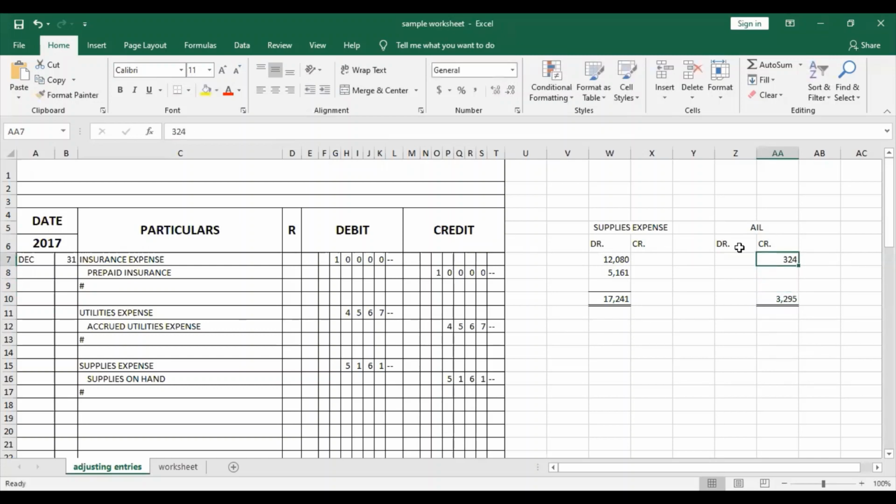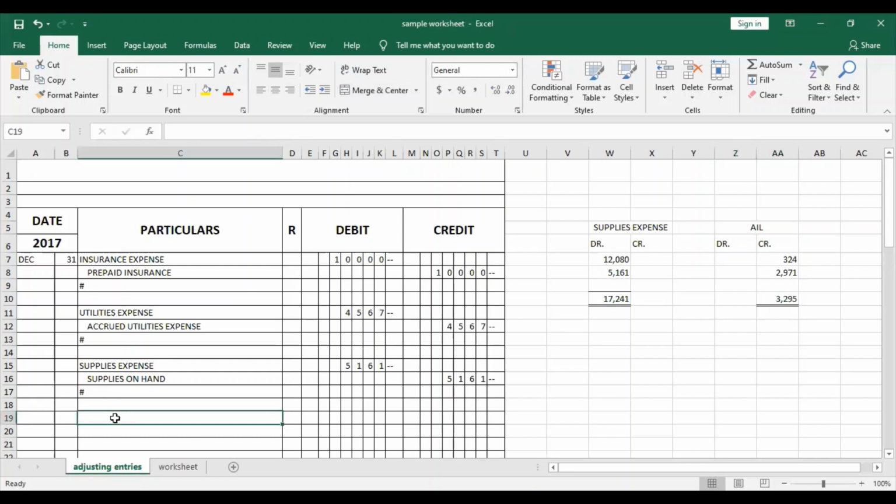Meaning, 324 is understated. Again, kulang. So, kapag kulang, kailangan natin dagdagan. Ilan ang kailangan natin idagdag para siya ay maging 3,295? Kailangan natin ng 2,971. Credit side again kasi allowance for impairment loss is a contra asset account. Since it is a contra asset account, it increases on the credit side, contra of your asset.